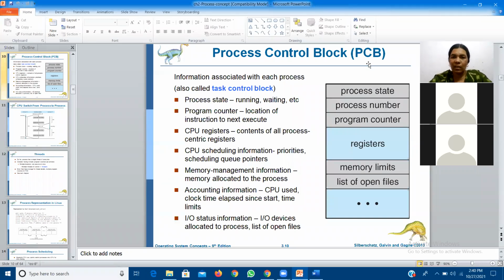We'll see what the fields of this PCB are. It is information associated with each process, and it is also called a task control block. A process is also called a task. Each process has its own PCB.